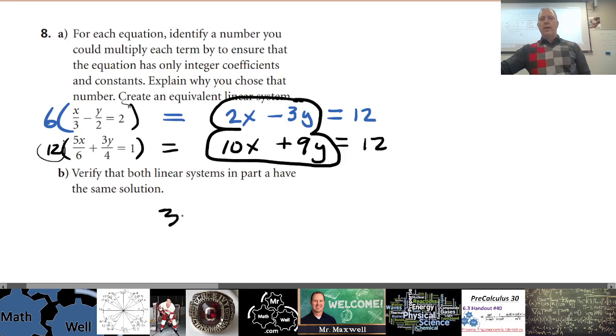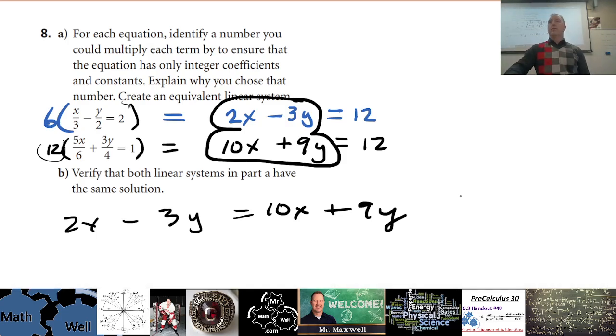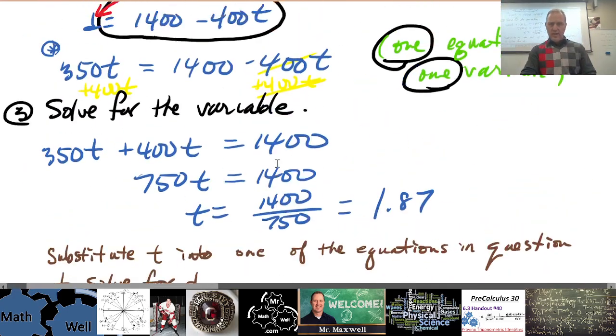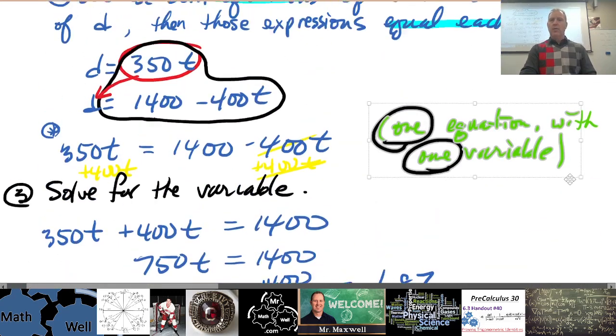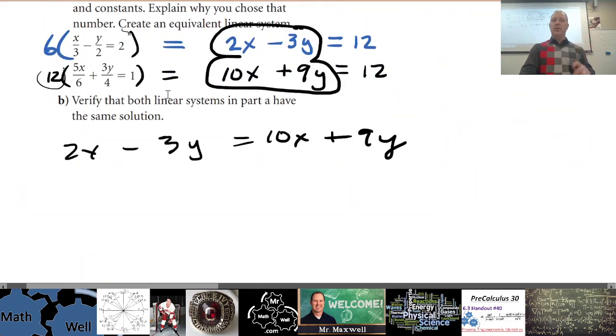Let me just write it out for you real quick. 2x minus 3y equals 10x plus 9y. Now, is that a good equation for us to try and solve for a variable? The problem is what? We have now one equation, but we have still two variables. So this is not a good idea because I want one equation. Remember, I want one equation with one variable. So you might have noticed that they both equal 12, and that is true that these do equal each other, but that's not going to help us solve for one of those variables. So we're not going to do that.